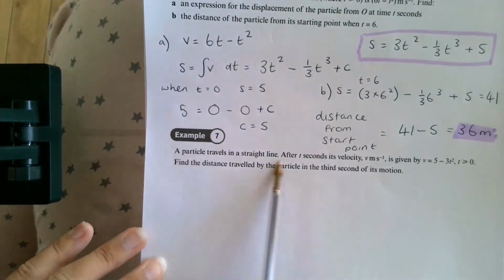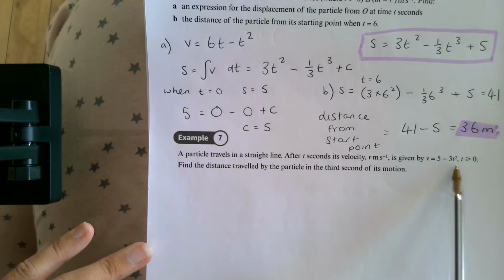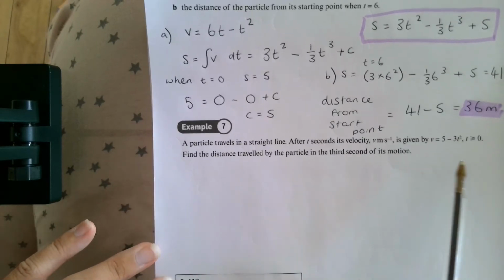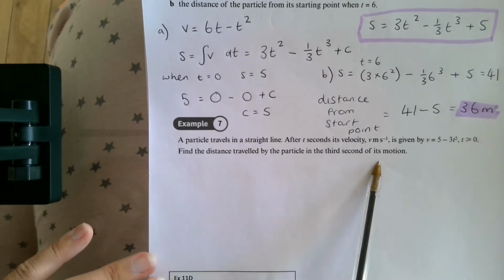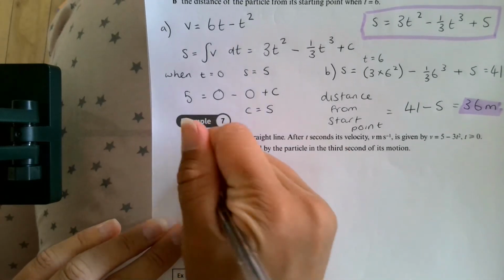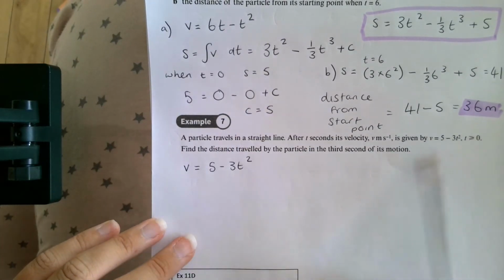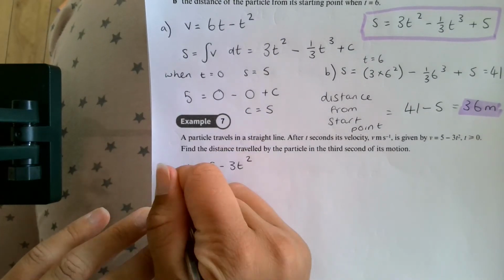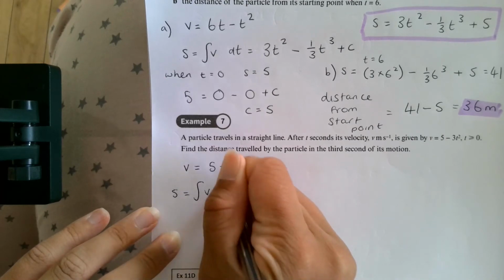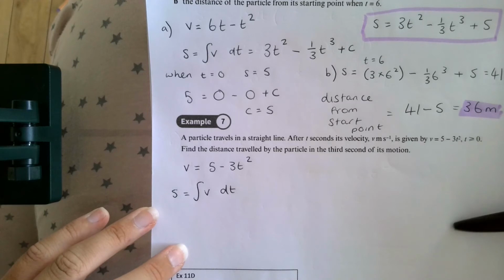Okay, and then example 7. A particle travels in a straight line. After t seconds, its velocity is 5 minus 3t squared. Find the distance travelled by the particle in the third second of its motion. I'm going to start with velocity equal to 5 minus 3t squared. The displacement is equal to the integral of velocity with respect to time, so I'm going to integrate that equation for my velocity.